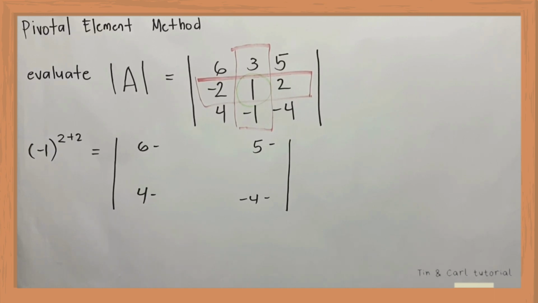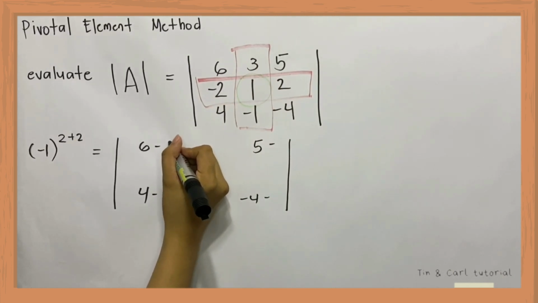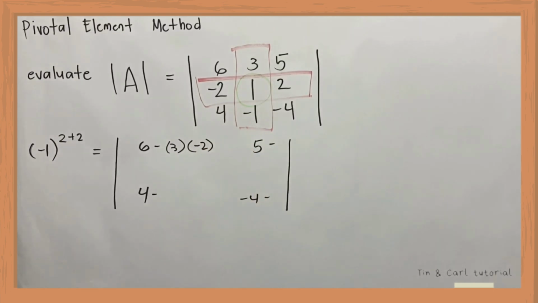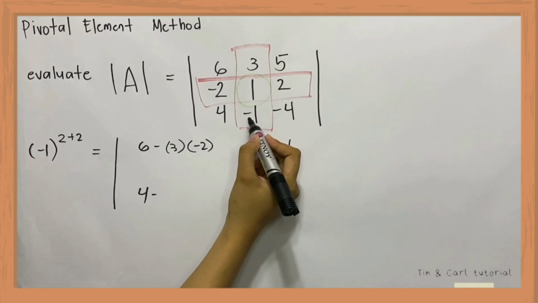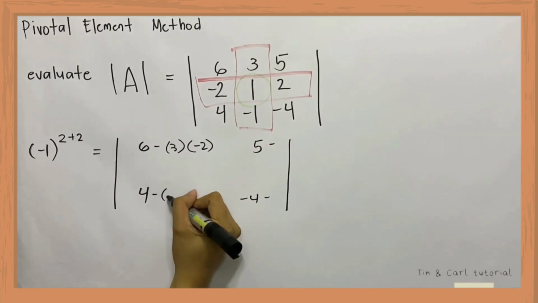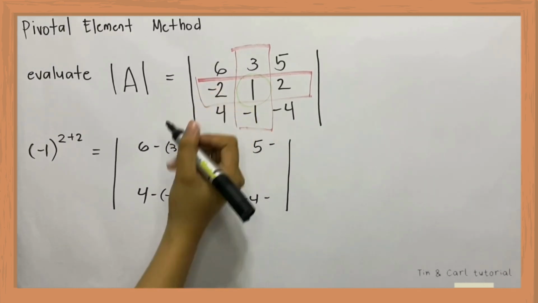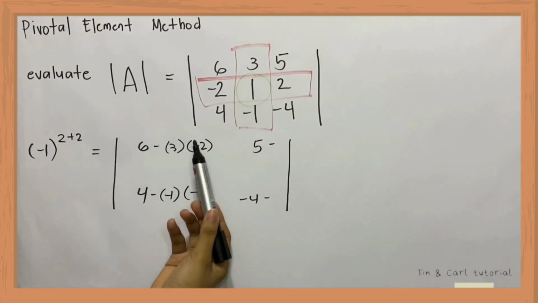So, let's do this first element. 6 minus, syempre, start tayo dito sa column. 6 minus 3 times negative 2. Okay. So, dito naman tayo sa second. 4 minus, column na malapit sa kanya is negative 1, minus negative 1 times row negative 2. Makikita natin dito na parang may pattern.